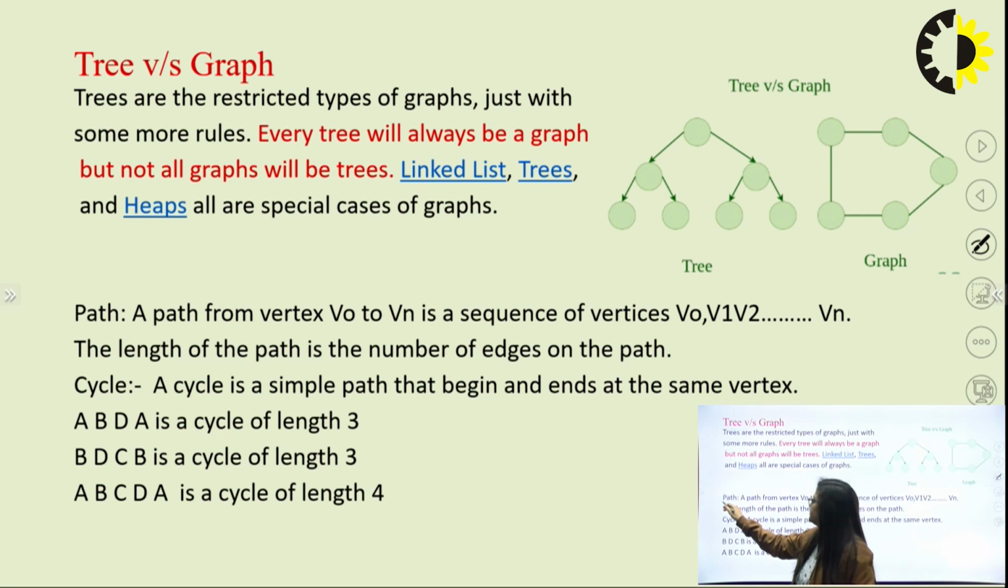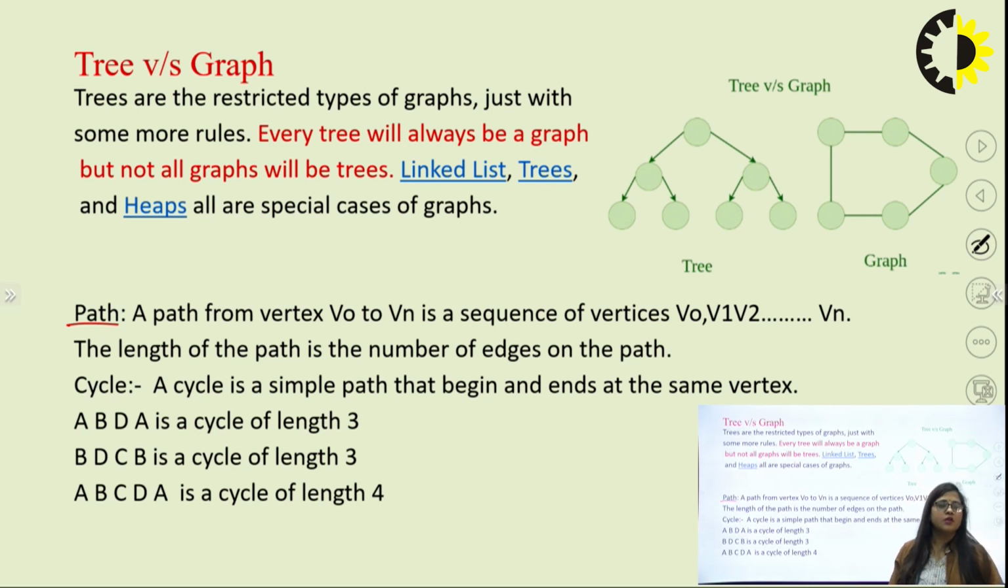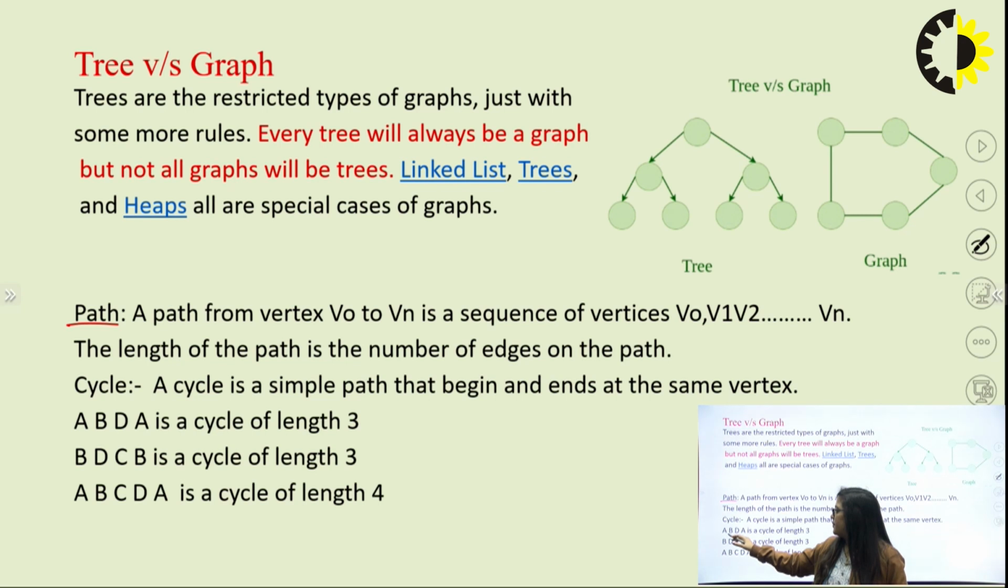Next point is path. Path means the number of edges used between one node and another node, and it is also called length. Let's suppose we take an example here, A, B, C, D, 4 vertices in any graph.